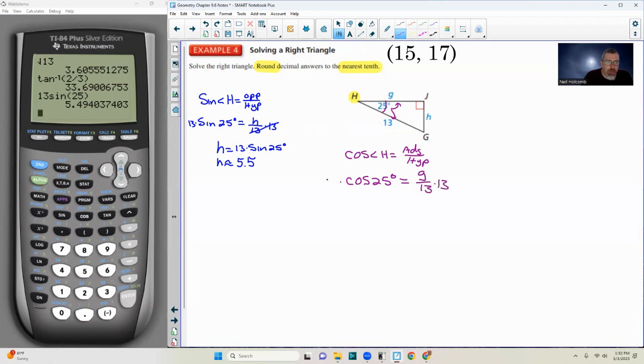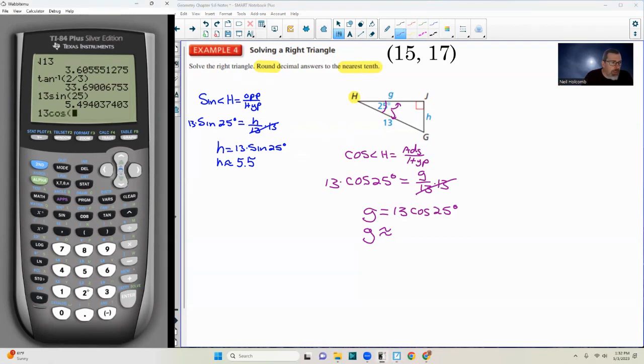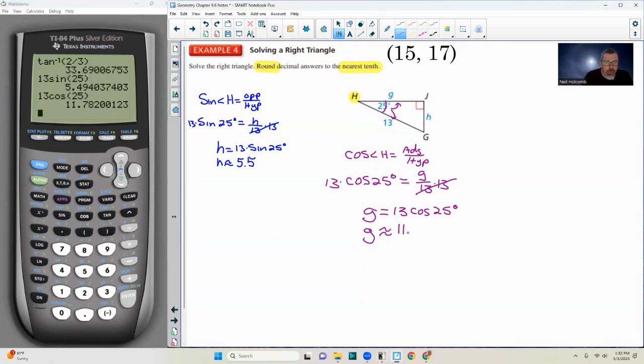Multiply both sides by 13, just like I did with sine. These cancel. I get G equals 13 times the cosine of 25 degrees. It's going to be an approximation. So I'm going to say 13 cosine 25 and hit enter, and I get 11.78, which rounds to 11.8.